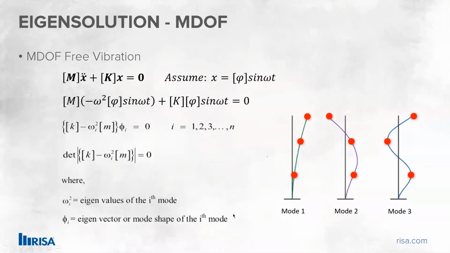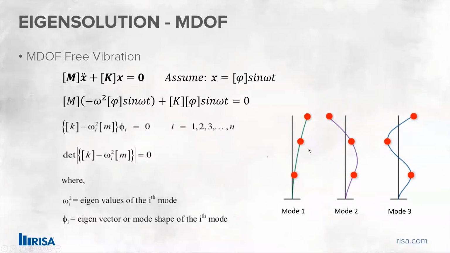And each vector is representing a single mode shape. So as you can see, for mode 1, mode 2, mode 3, we have different mode shapes. So the phi is basically a representative of these shapes.